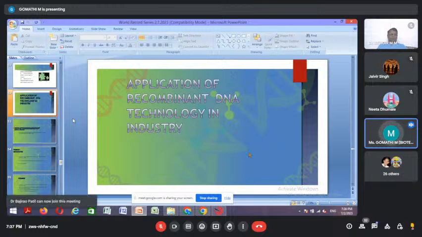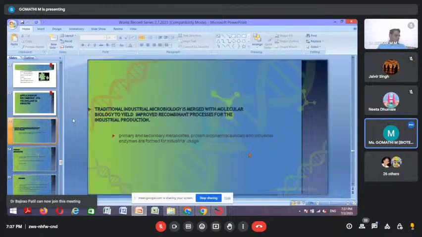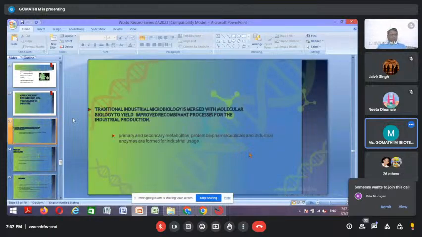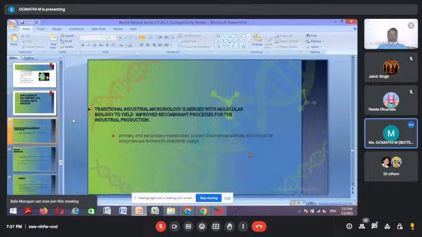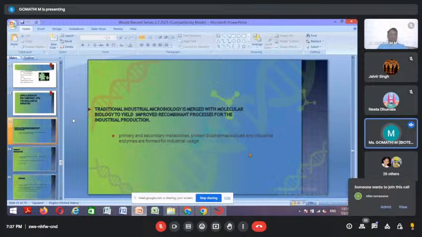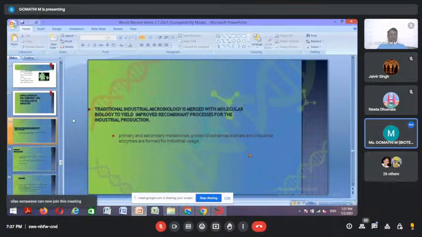Application of recombinant DNA technology in industries. Traditional industrial microbiology merged with molecular biology to yield improved recombinant processes for industrial production. Primary and secondary metabolites, protein biopharmaceuticals, and industrial enzymes are produced by using this recombinant DNA technology.